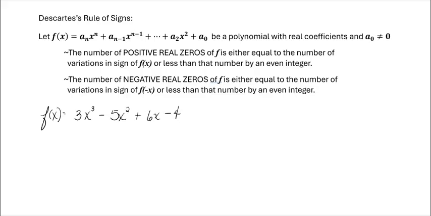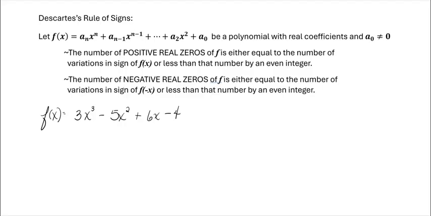So let's look at this polynomial, 3x to the third minus 5x squared plus 6x minus 4. And let's see if we can describe all the possible real zeros of this function. Find out how many are positive and how many are negative, if we have real zeros. So the way I'm going to do it first is I'm going to look for the positive. And I'm going to look for the variation in sign.